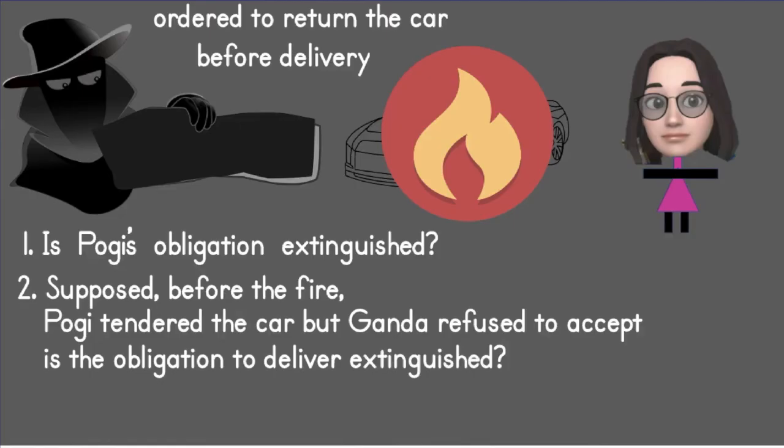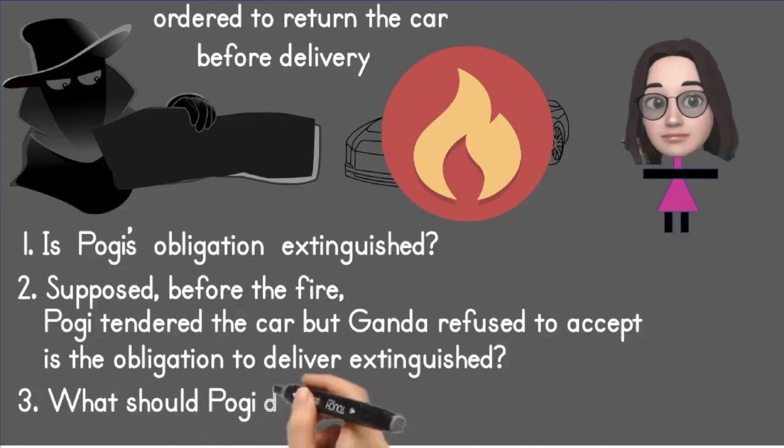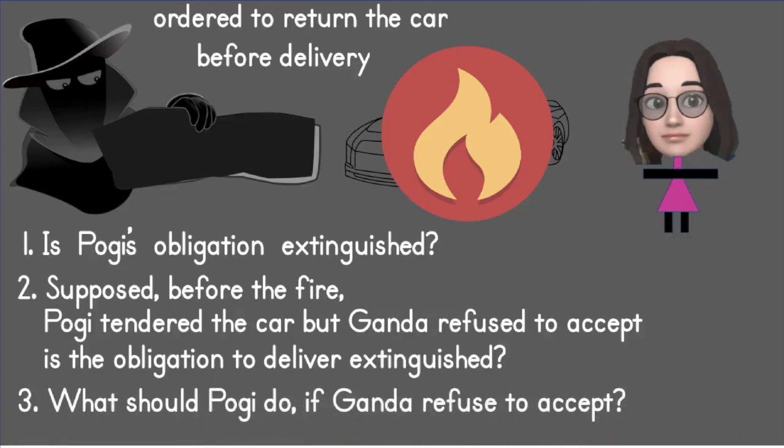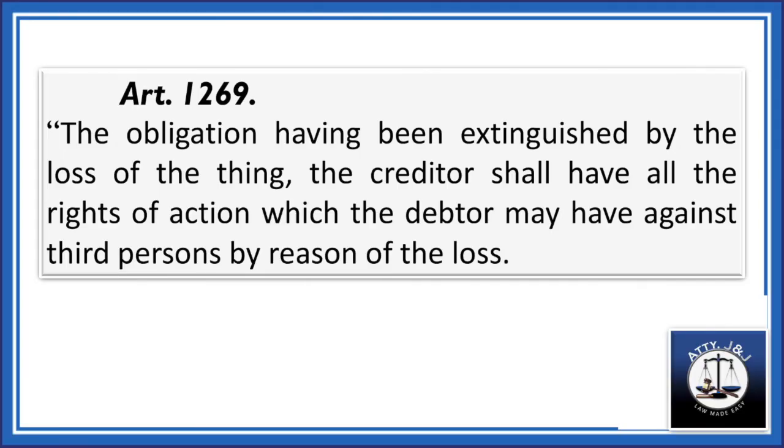So, my follow-up question. If Ganda refused to accept the car, what should Pogi do? Ano ba yung dapat niyang gawin kasi ni-refuse to accept? Na-discuss natin previously sa last video natin. So, si Pogi has an option either to consign the thing to the court or keep it in his possession hanggang sa ma-deliver niya kay Ganda. Okay, so pwede yung consignation or kung ayaw niya naman, pwede niya rin namang i-keep na lang in his possession yung car. Pero, in that case, he has to exercise due diligence of a good father of a family.